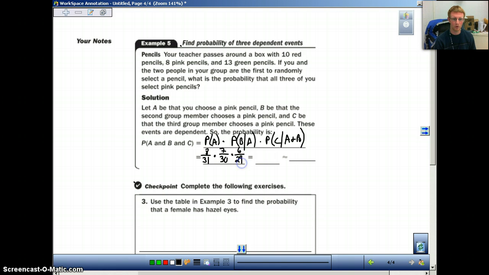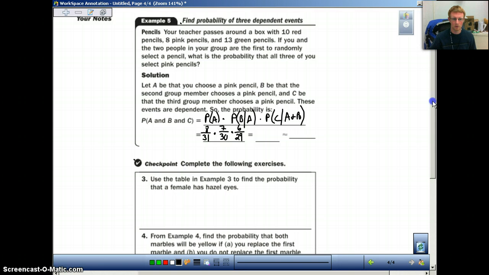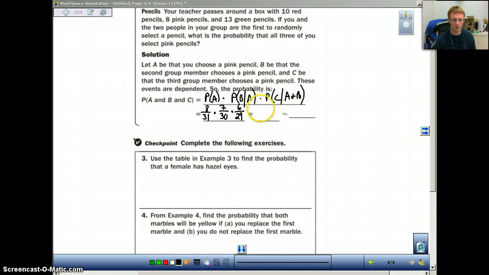So what you do is you multiply those 3 fractions together to get a grand total of 336 over 26,970. And that will give us a decimal of 0.012. So the chances of that happening are actually not that great.